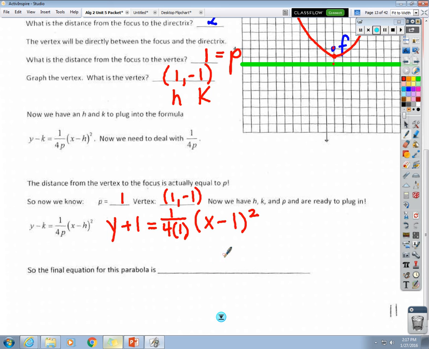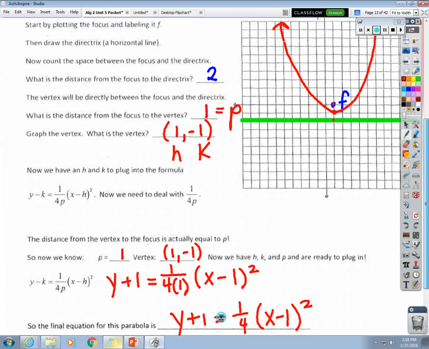So really, to write the final answer, what's the only thing I have to do? Just multiply the 4 times 1. So it'll end up being y plus 1 equals 1/4, because 4 times 1 is just 4, times (x minus 1) squared. And there's your equation for that parabola. Now, you can leave it like this for the test. All of your answer choices are written in this form.